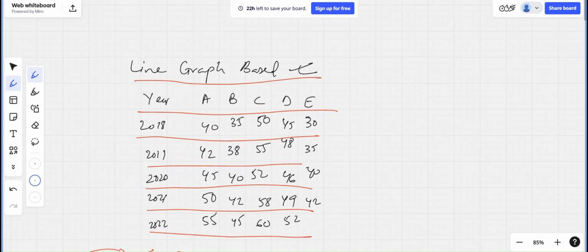So, first question is which state saw the highest total wheat production over the 5 years? This is wheat production in million tons. So it means 40 million tons, 35 million tons. A, B, C, D are states. So just give me the answer.